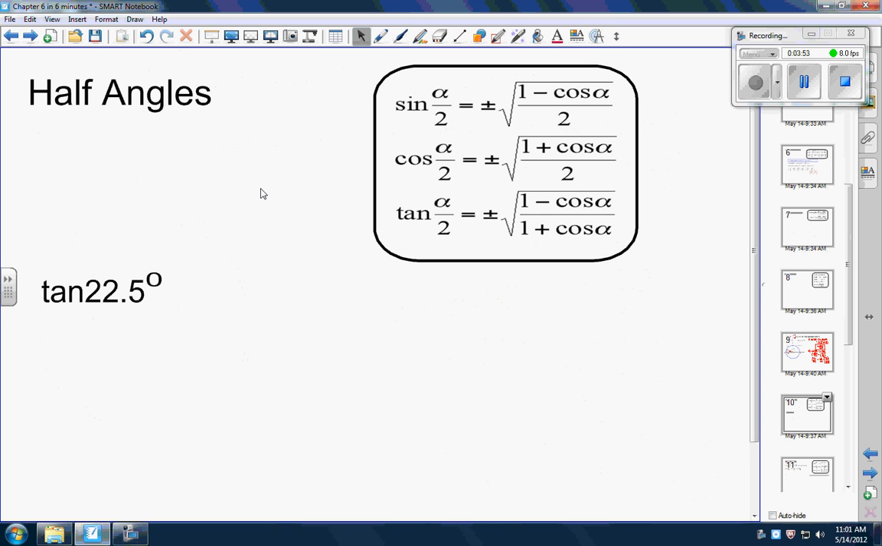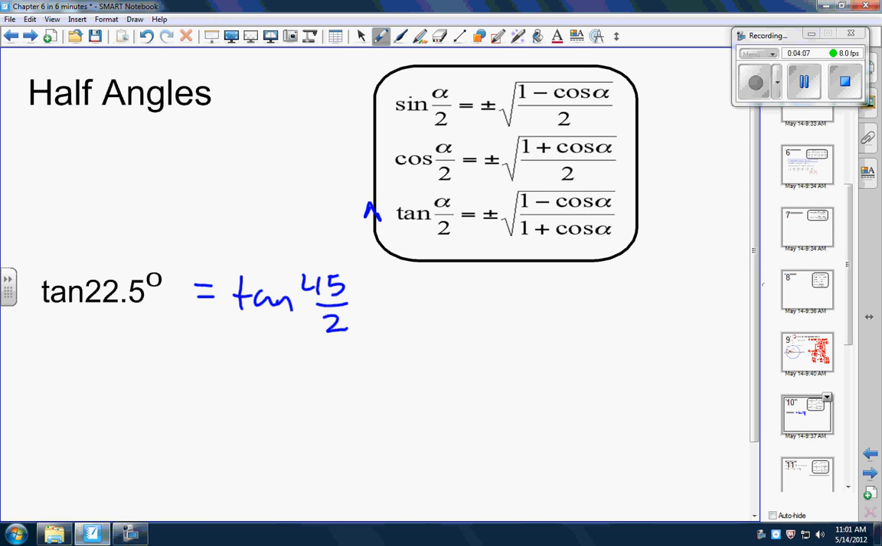Half angles, these are the ones we have to be a little bit careful with. We use these to get things like 15 degrees, like 22.5. So if I want to get to tangent of 22.5, it's the same thing as 45 divided by 2.